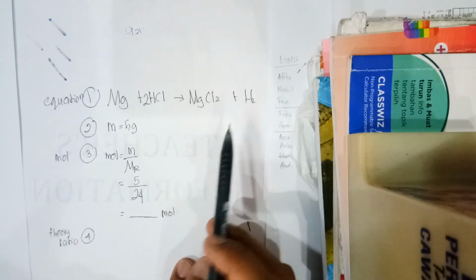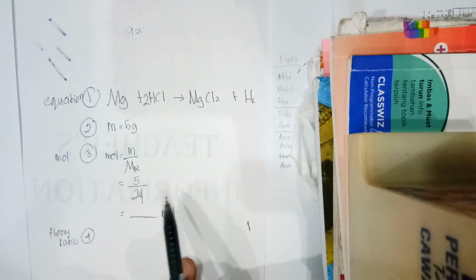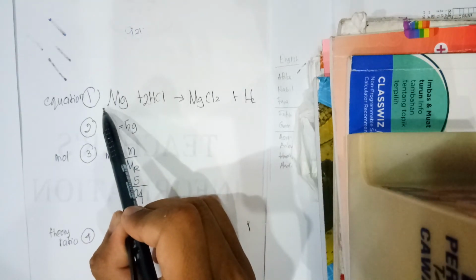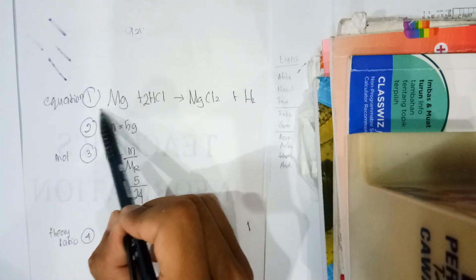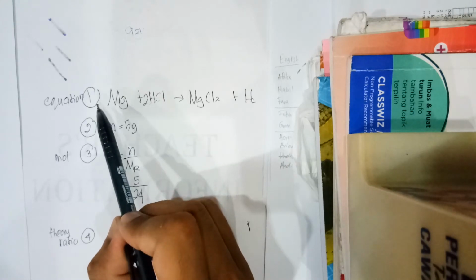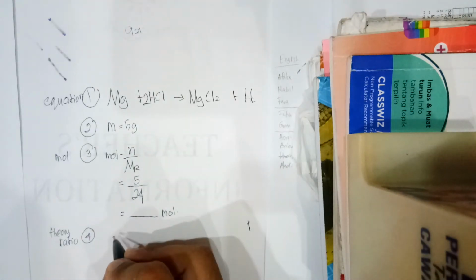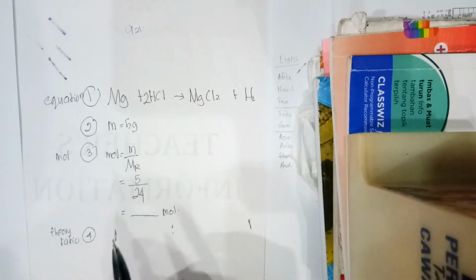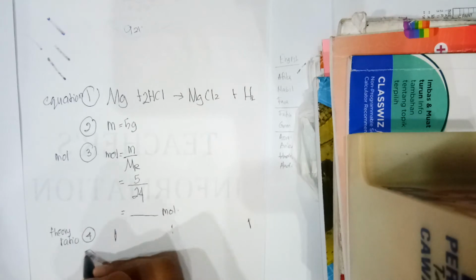And the next ratio is the one that you know. From this question, the information that you know is only about magnesium. So the ratio for magnesium will be 1 also, from the equation. So the ratio becomes a 1 to 1 ratio. Because you want to know hydrogen, but you know about the magnesium.